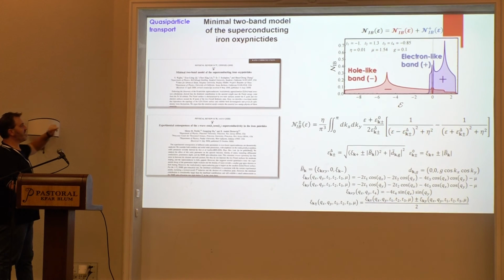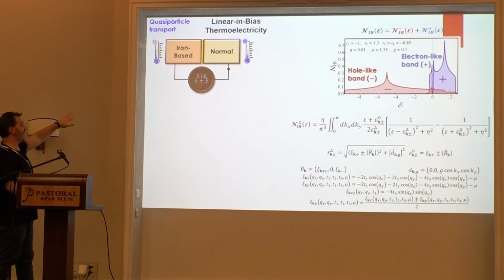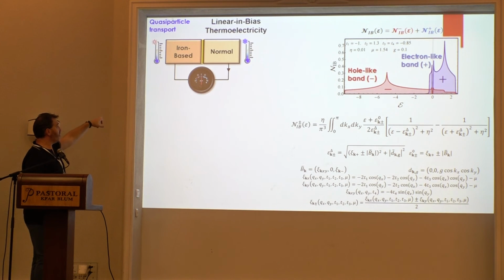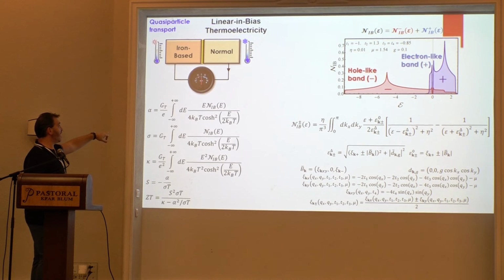So starting from this and looking at the density of states, it's quite clear that the electron-like part is totally different with respect to the hole-like band. The system is intrinsically particle asymmetric. In this case, the density of states is gapped. So we decided to study first this kind of junction, iron-based attached to a normal metal. And in this case, we studied the linear unbiased thermoelectricity.